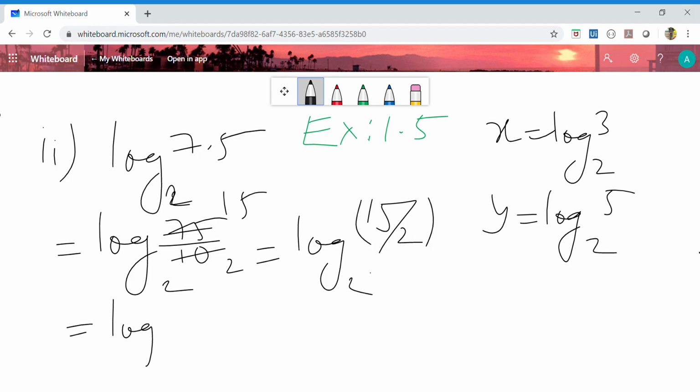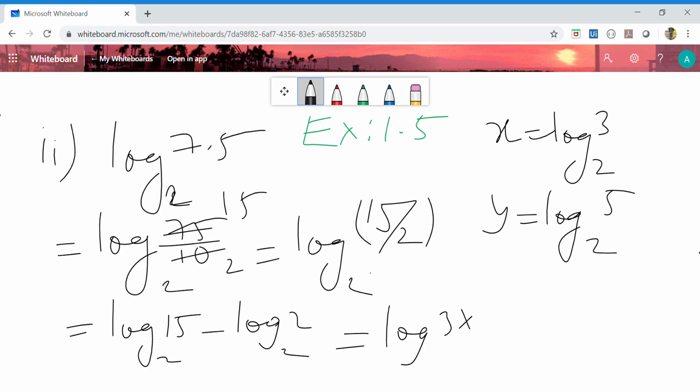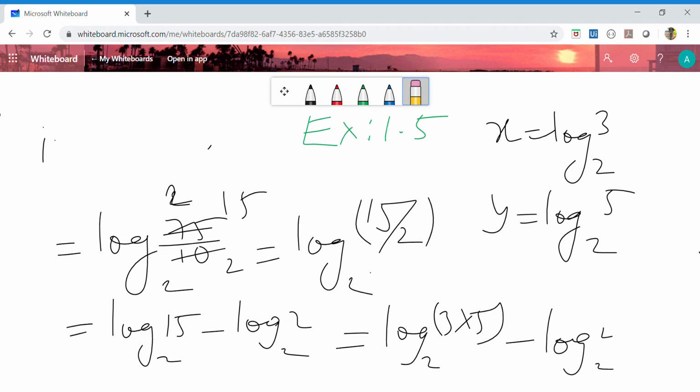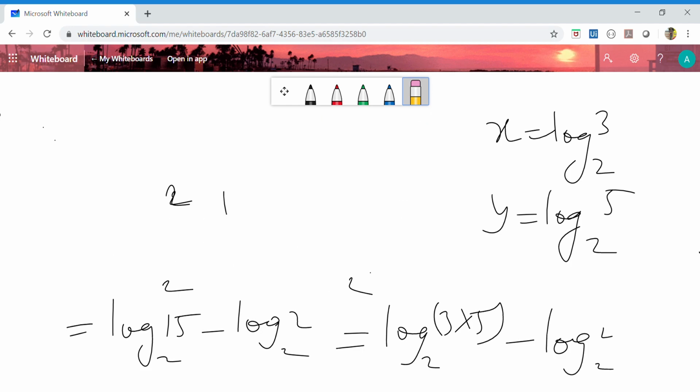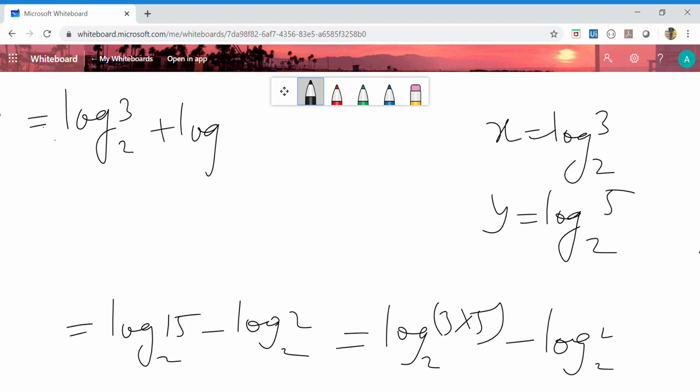And you can expand it: log 15 minus log 2 according to the law, to the base 2. And log 15 also we can write as the product log 3 into 5 to the base 2, minus log 2 to the base 2, which becomes 1. And here we can write log 3 to the base 2 plus log 5 to the base 2 minus 1, applying the product rule to 3 into 5, and log 2 to the base 2 is 1.